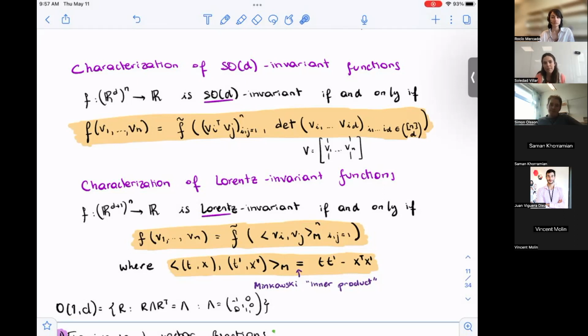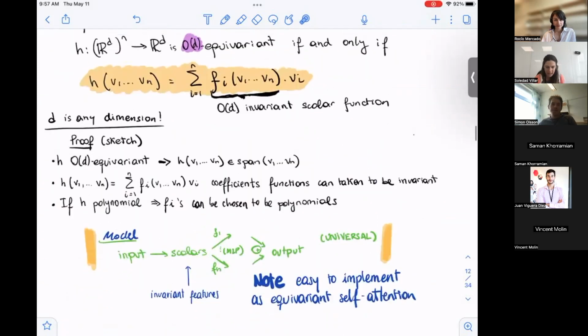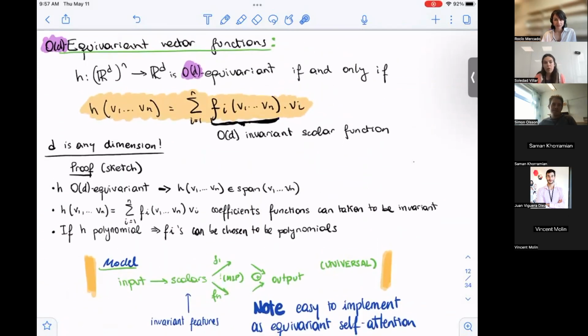So that's for SOD, and then for the Lorentz group, you can use an inner product called the Minkowski inner product. You look at these vectors in space-time, and the inner product takes the product of the time components minus the inner product of the space components. If you use a kernel based on this inner product, then what you recover are the invariant functions with respect to the Lorentz transformations. So then you can use these techniques to express the equivariant functions as well.